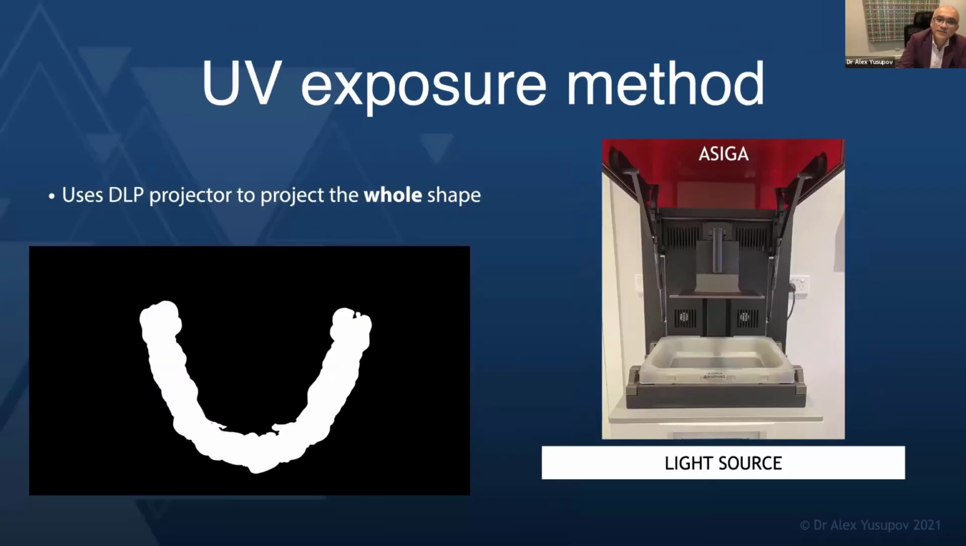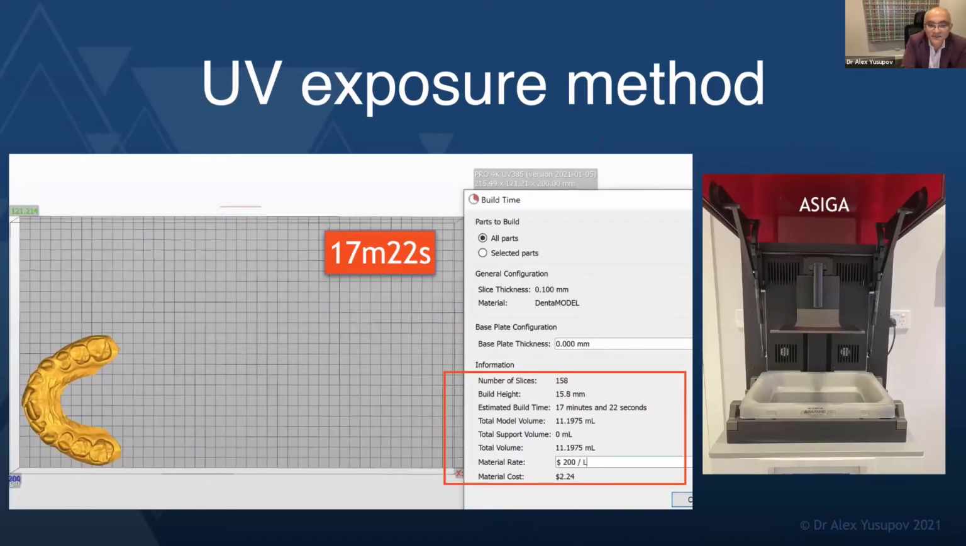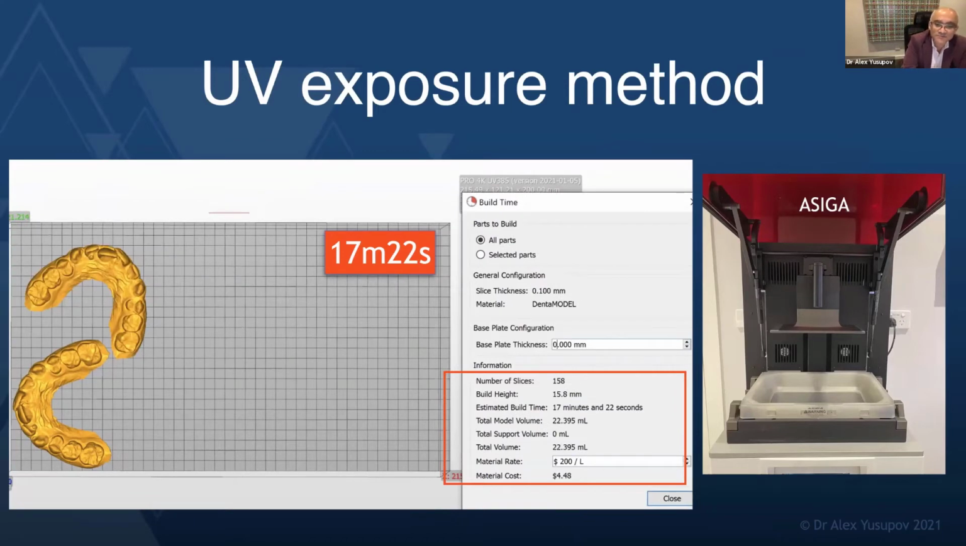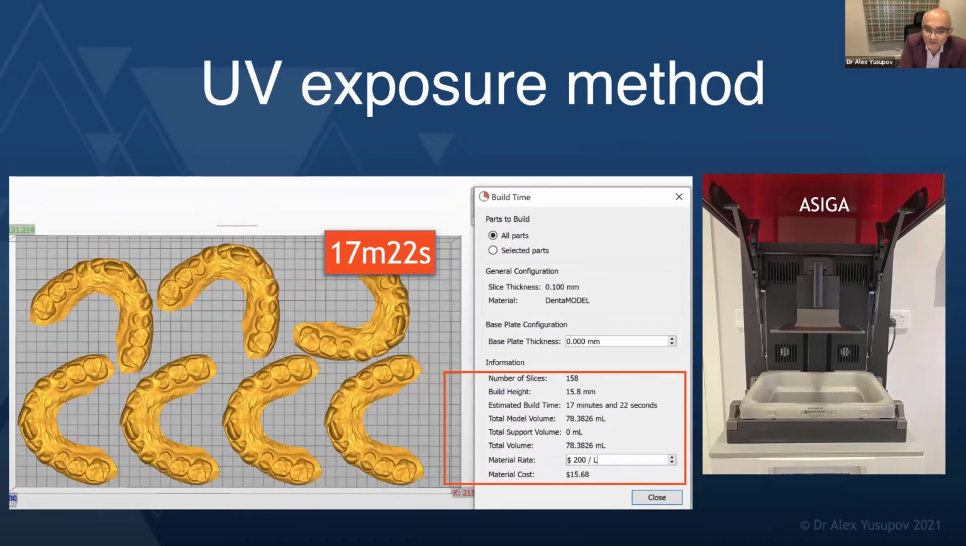Now, Asiga printers expose the whole layer in one go because they're using a projector to draw the whole shape at once. And that has huge advantages because it can take the same model that I just showed you with the laser that would have taken 57 minutes to print, and it can do it in 17 minutes and 22 seconds. Same 158 slices. Now, it will be the same time for 2 models or 10 models or 8 models because it's exposing the whole layer at the time. And that's brilliant because that makes it so fast.